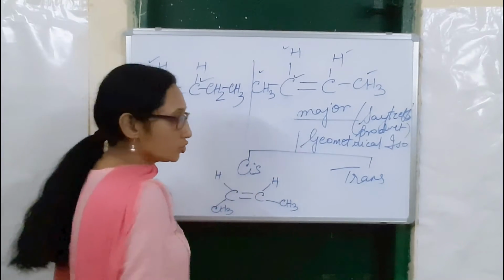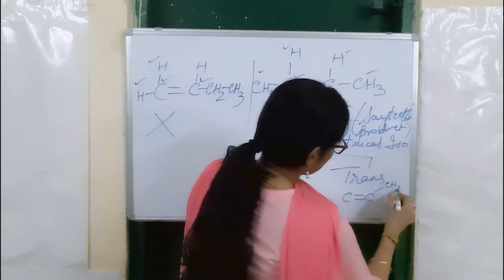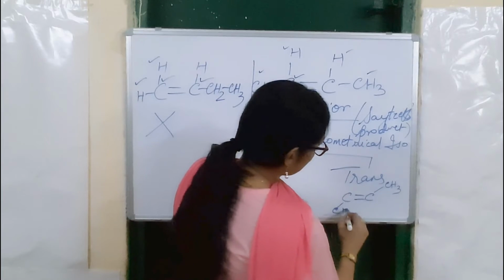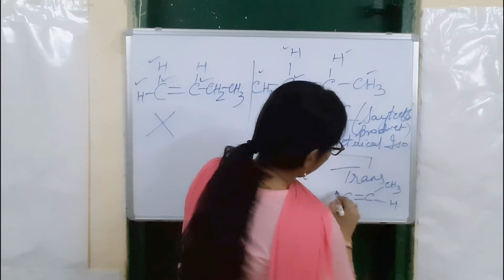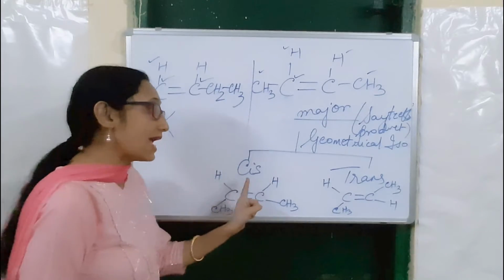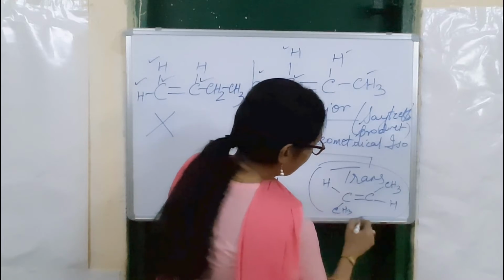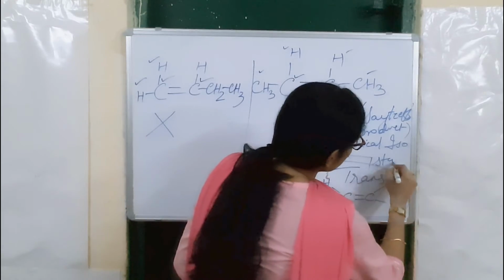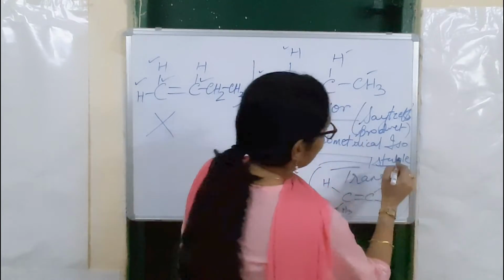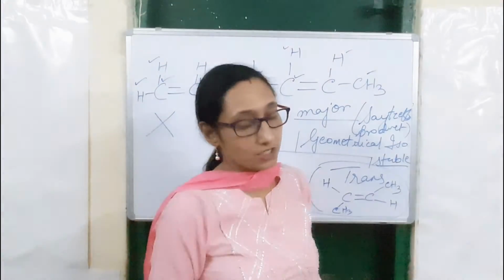This is cis-but-2-ene and this one is trans. This trans-butene is the more stable alkene. That means trans-butene is the major product.